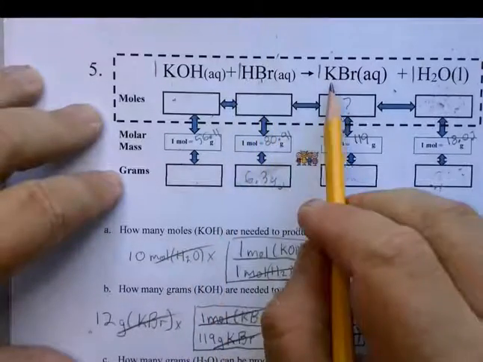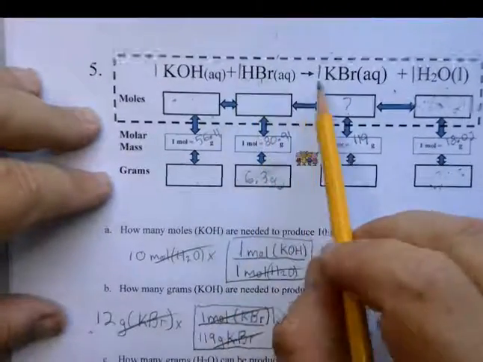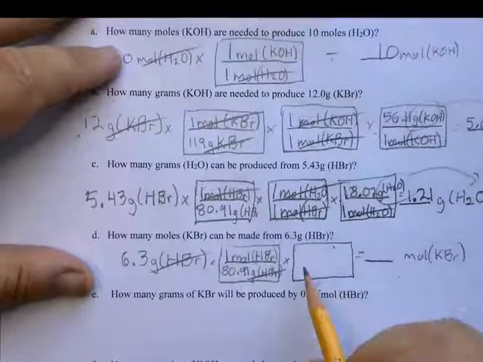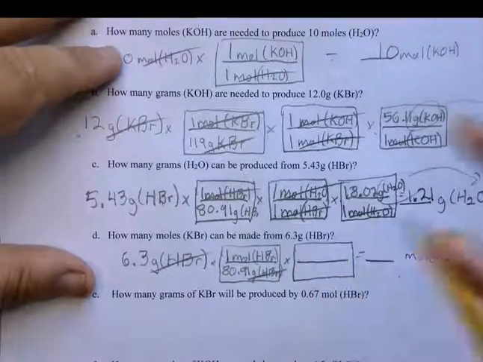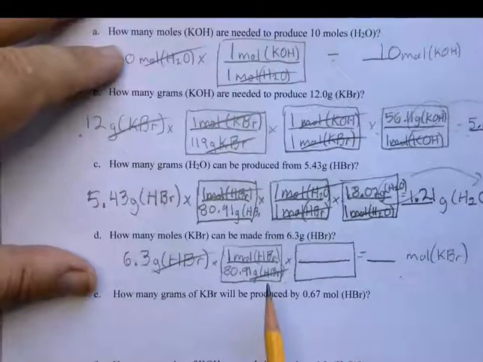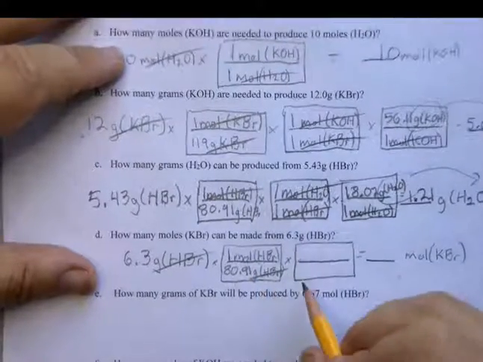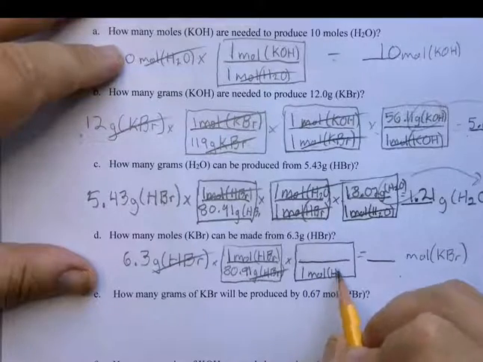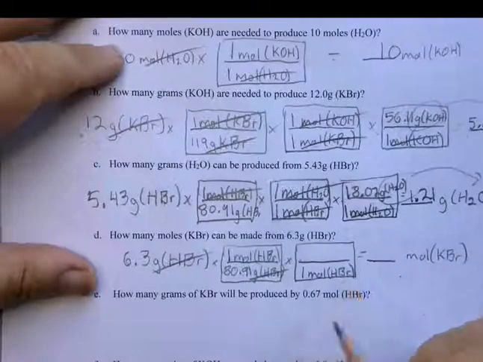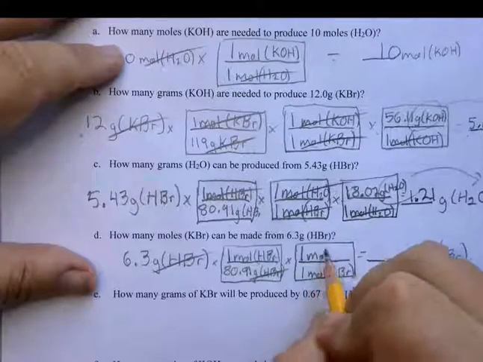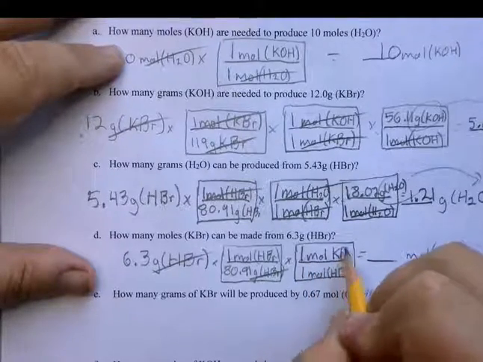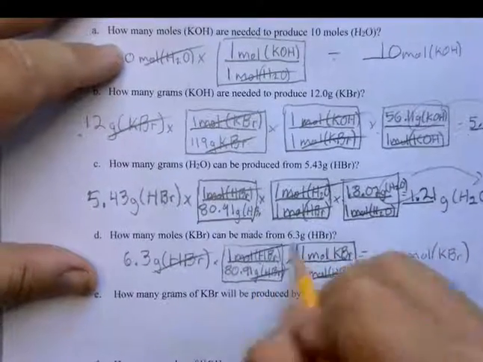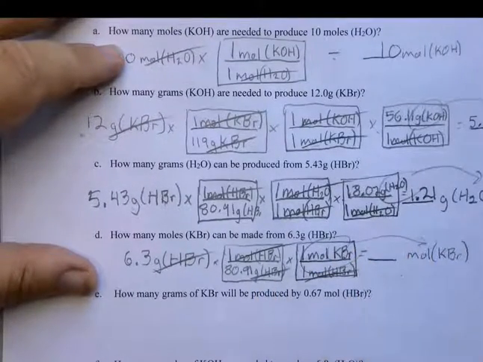1 HBr for every 1 KBr. So it's 1 HBr over 1 KBr, or 1 KBr over 1 HBr. Hopefully you're getting a little faster at this. I'm talking a little faster. So we need moles of HBr on the bottom. It's a 1-to-1. And that means there's 1 mole KBr on top. So this cancels, last man standing.